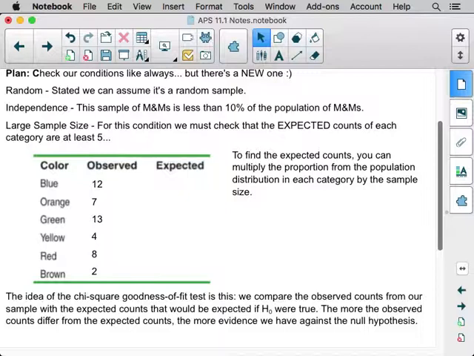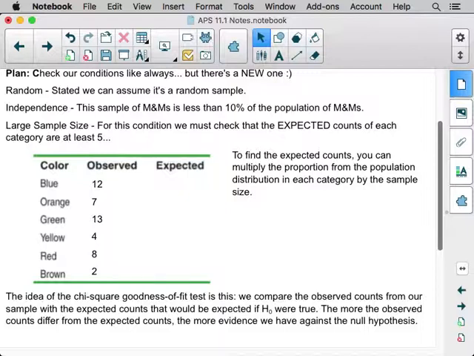Now, notice this is called chi-squared, okay? This whole chapter actually involves a completely new distribution called the chi-squared distribution. So the one difference to this chapter, you actually no longer check for normality because chi-squared isn't a normal distribution at all. It never will be. Instead of normality, we have a new condition called the large sample size condition. Okay, for the large sample size condition, we're checking for all of the expected counts.